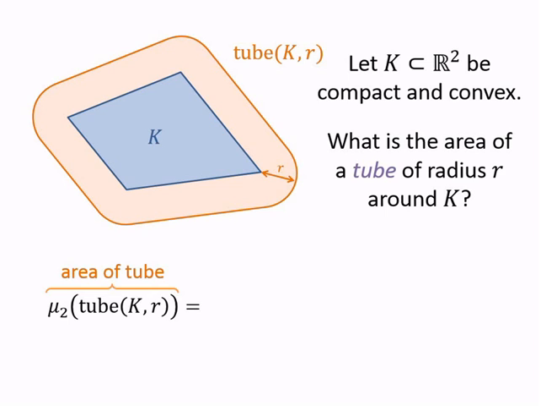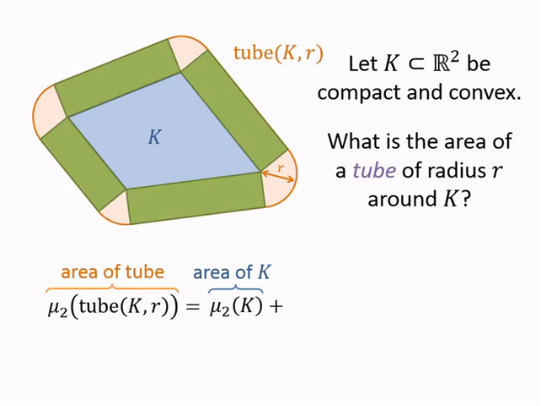How can I figure out the area of this tube? Well, certainly it contains K. So let's start with the area of K. Then I have to figure out the area of the part around K. I can proceed by looking at the area of these rectangles. These are just rectangles along the sides of K. And if I think about the area of these four green rectangles, I realize the total area here in green is really just the perimeter of K times r, which I can write like this.